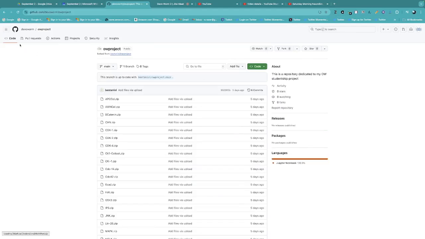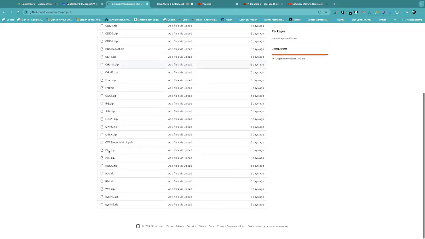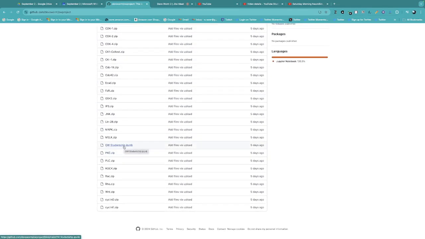And so this is our DevoWorm repository. This is the OW project. You'll find Lukas's work here, where he has these zip files with JSON formatted data sets for each of these proteins, and then a notebook that goes over how to build pipelines, how to extract these JSON files and use them.